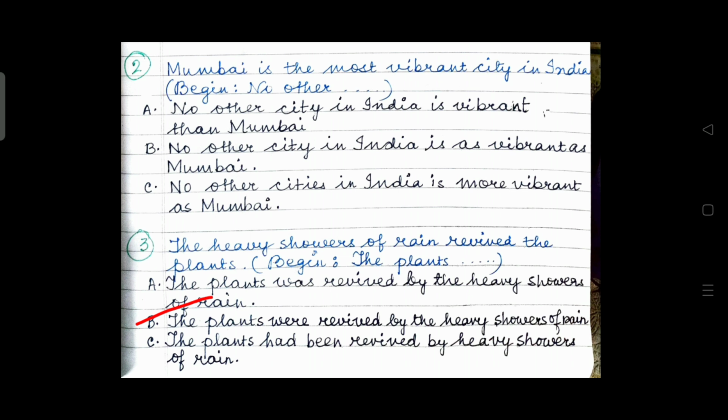In the third option, the plants had been revived by heavy showers of rain. Omission of the. And you don't need to use had been revived here. It's simple past tense. The plants were revived by the heavy showers of rain. Option B is the right answer.